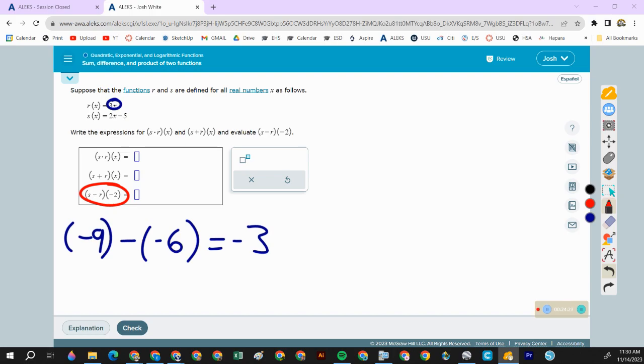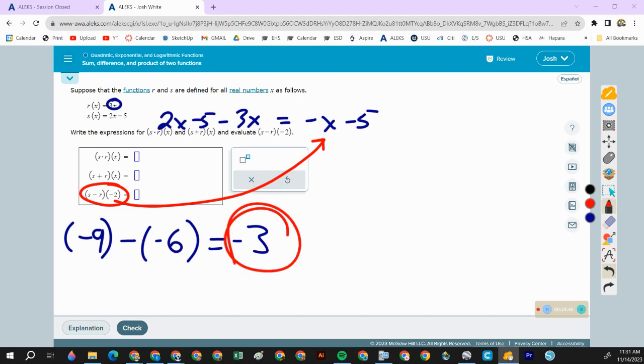How else could I have done that? Well, I could have taken s, 2x minus 5, and subtracted r, 3x, and that gives me negative x minus 5. And then plug negative 2 in there, and I happen to get the same answer. Crazy.